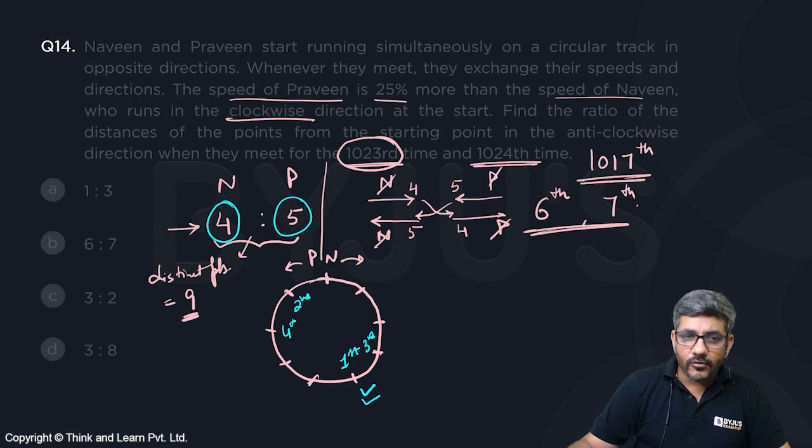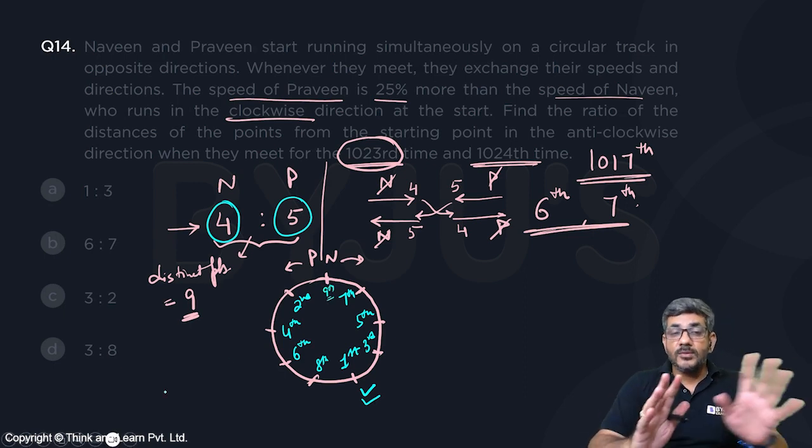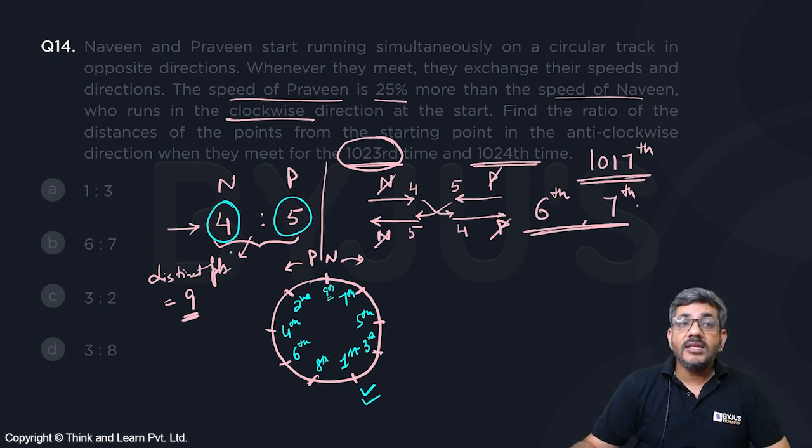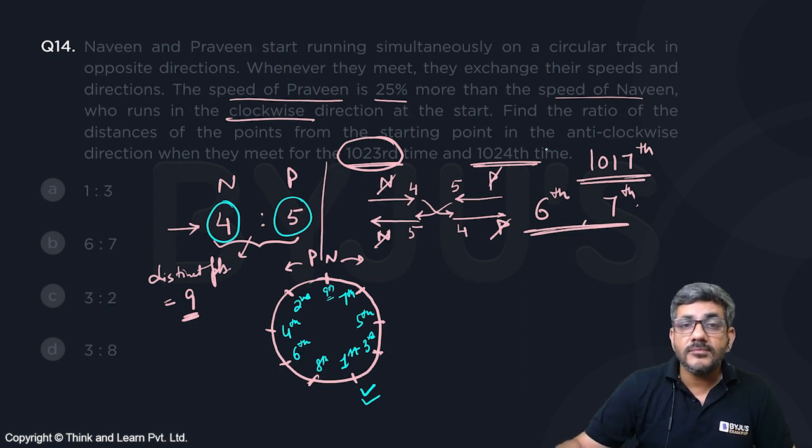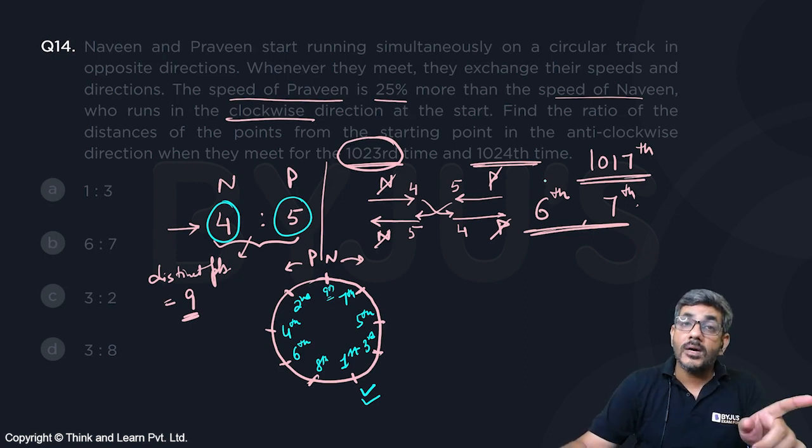This would be the fourth meeting point. This would be the fifth meeting point. This would be the sixth meeting point. Then this would be the seventh meeting point. This is eighth. And this is the last ninth meeting point. So that way the points are there. Find the ratio of distances of the points from starting point in anti-clockwise direction.